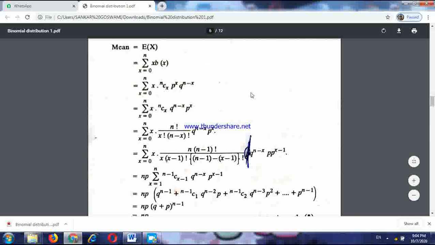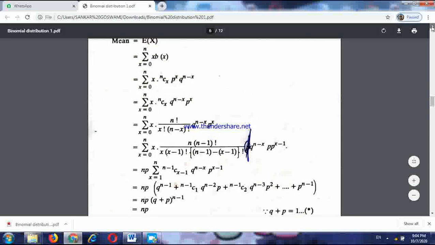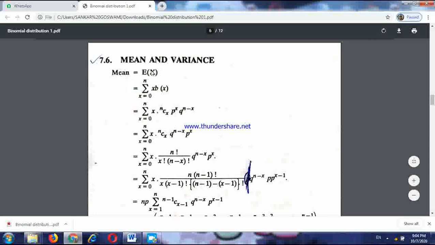Mean and variance of binomial distribution. Expectation of X. How do we write? Summation x into probability. You write it that way: P(capital X equals small x). Now what is P(x)? P(x) is nothing but nCx p to the power x q to the power n minus x. And we write nCx this way, q to the power n minus x, p to the power n minus x.